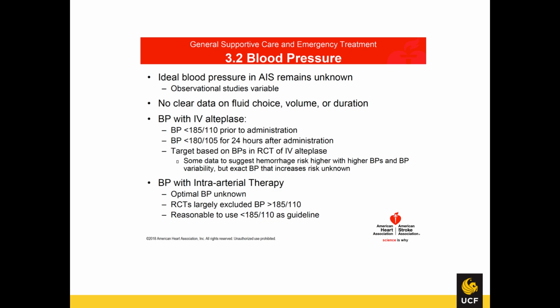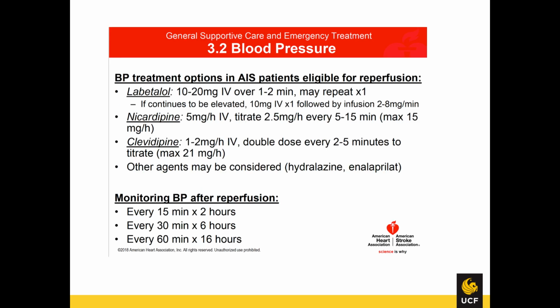With intra-arterial therapies, we don't have an optimal blood pressure that's known. RCTs have largely excluded patients who had a pressure greater than 185 over 110, so it's reasonable. In the 2018 guidelines, they're telling us to use that as our guideline, so less than 185 over 110. Okay, what are our treatment choices for patients who are having acute ischemic stroke?